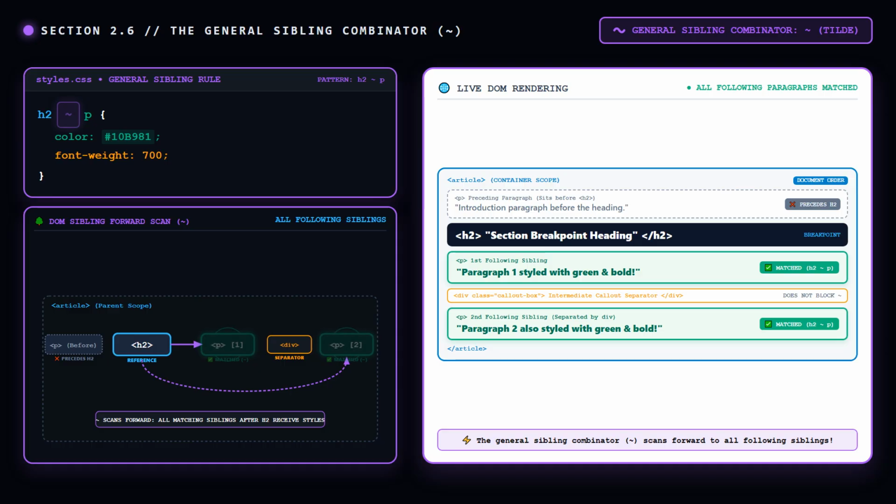The general sibling combinator, written as a tilde, is broader. H2 tilde P selects every P element that is a sibling of an H2 and comes after it in the document order. The elements don't have to be adjacent, they can be separated by other siblings.